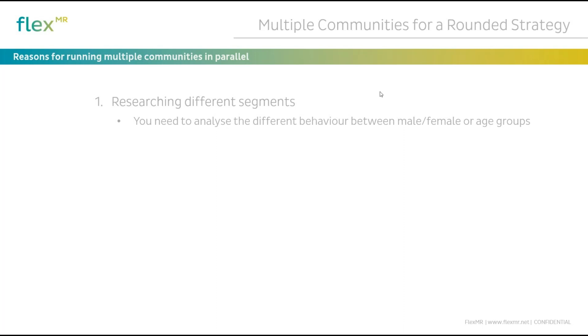There are four main reasons why you as a research strategist or researcher might want to run different research communities in parallel. One of the most obvious ones is the first one on the screen in front of you: researching different segments. For many years in traditional research, both face-to-face focus groups and online, you would run different group discussions with different audiences. So you might have a focus group with men and another with women, or you might have different age groups or different segments.